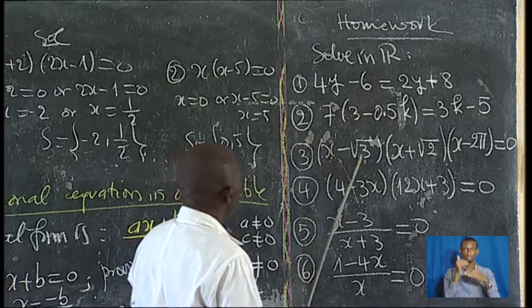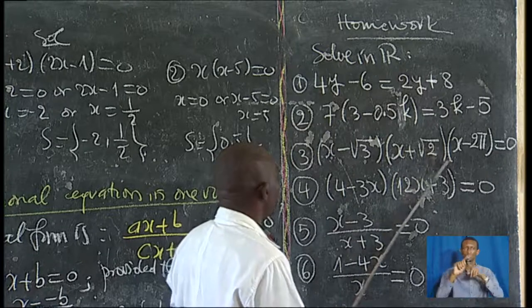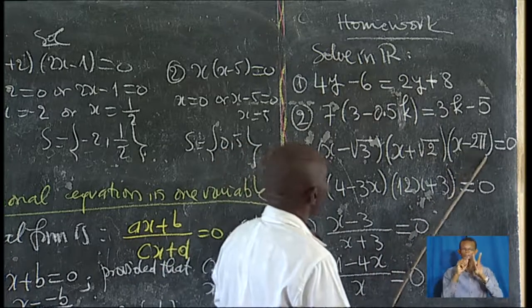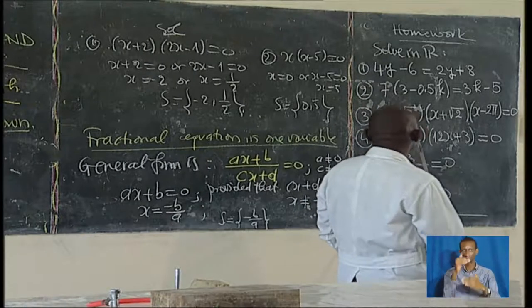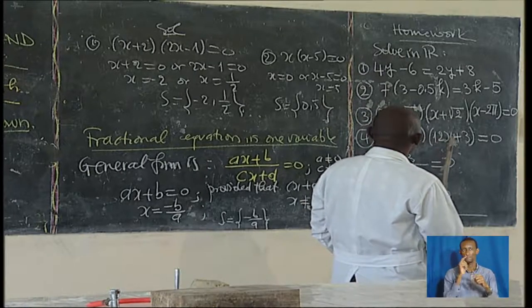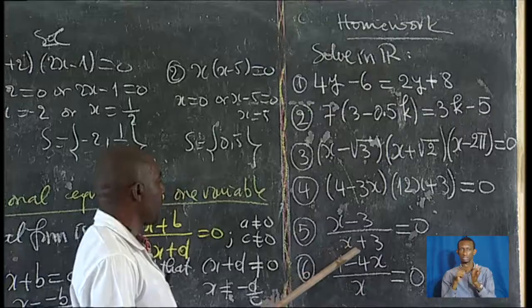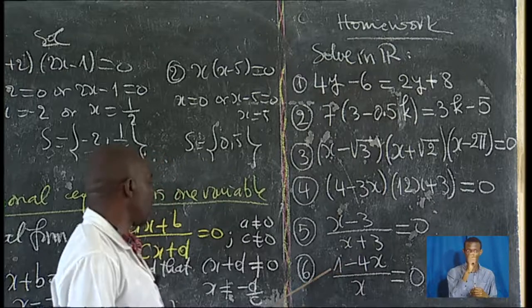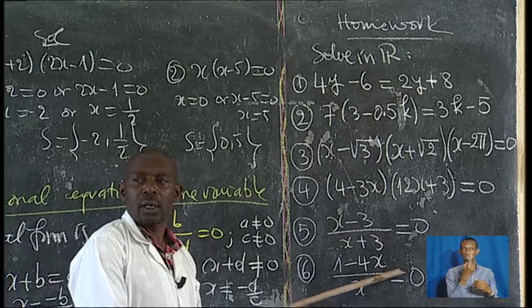Number three, x minus square root of 3 times x plus square root of 2 times x minus 2 pi equals 0. Number four, 4 minus 3x times 12x plus 3 equals 0. Number five, x minus 3 divided by x plus 3 equals 0. And the last is 1 minus 4x divided by x equals 0.